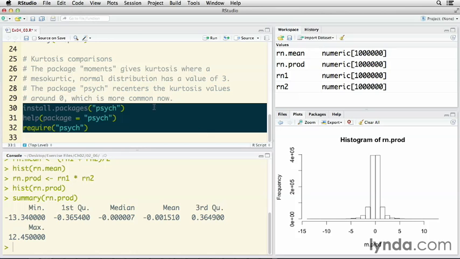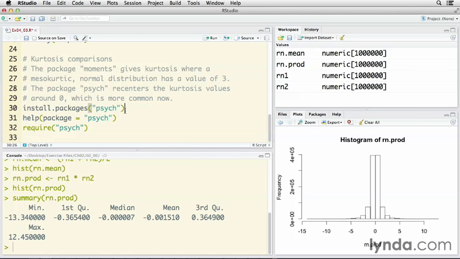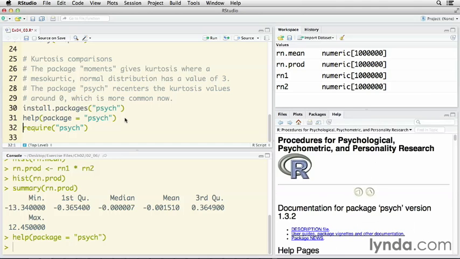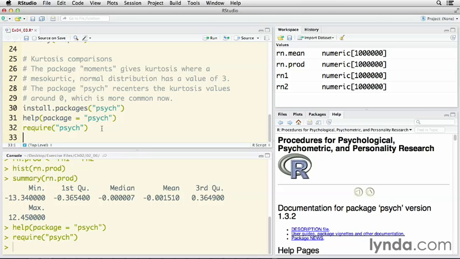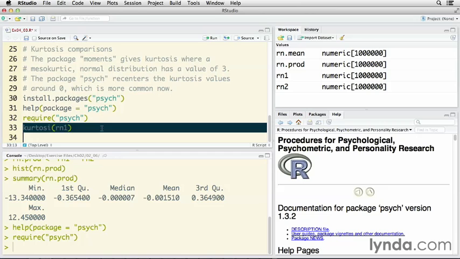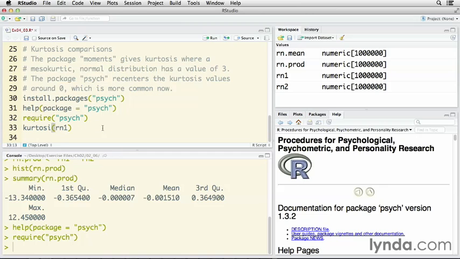That's more common now, so that's the one that I'm going to use. So if you don't have psych installed, you can install it with this one. I already have it. You can get information about the package by going right here. I'm going to load the package by using require. You can also use library for psych. Then I'm going to start getting the values of kurtosis.